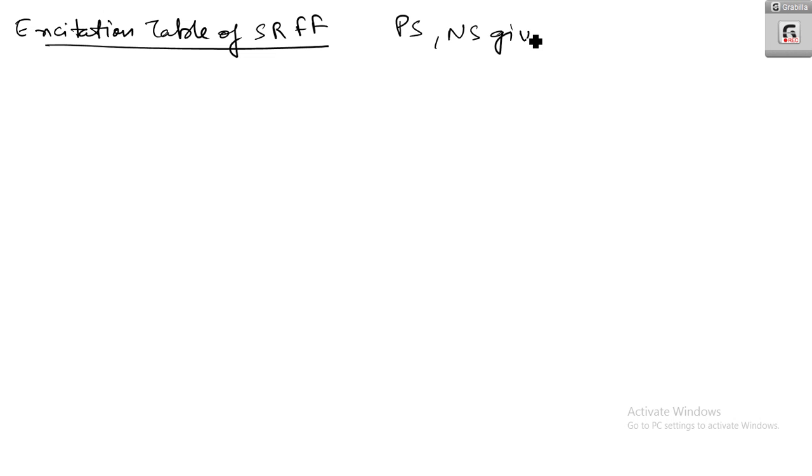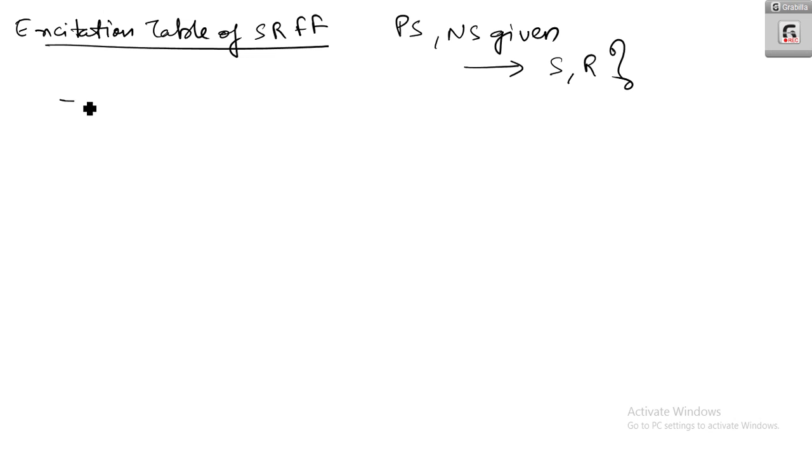Excitation table of SR flip-flop. So what is basically an excitation table? Excitation table means present state and next state will be given, and you need to find the values of S and R. That is the excitation table.